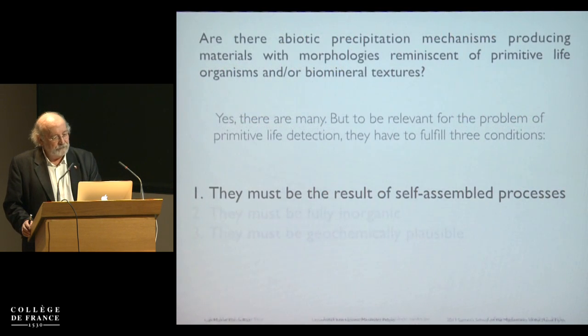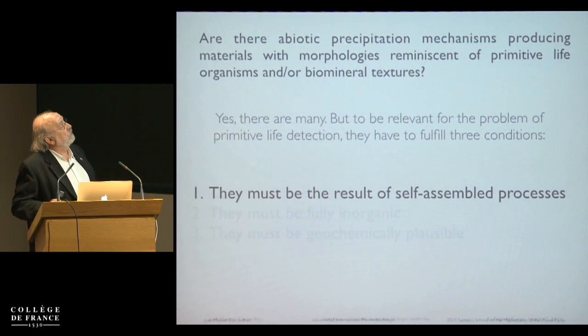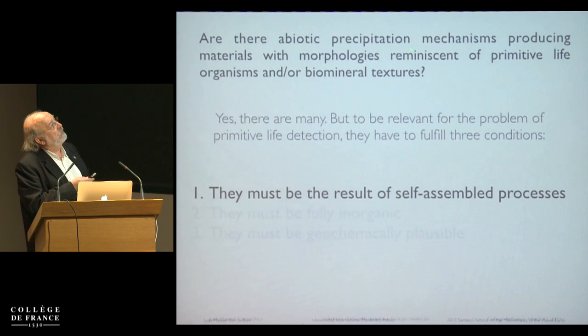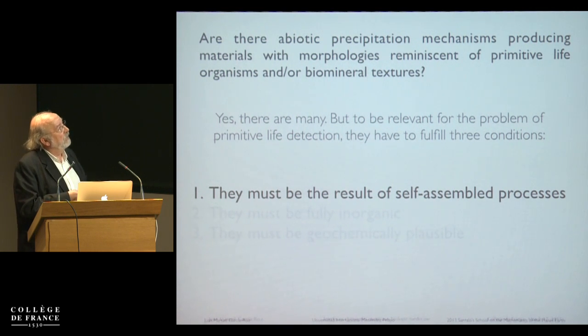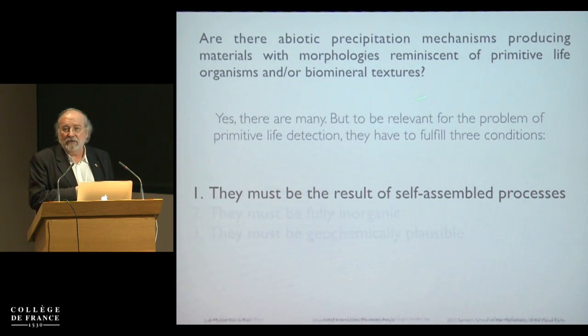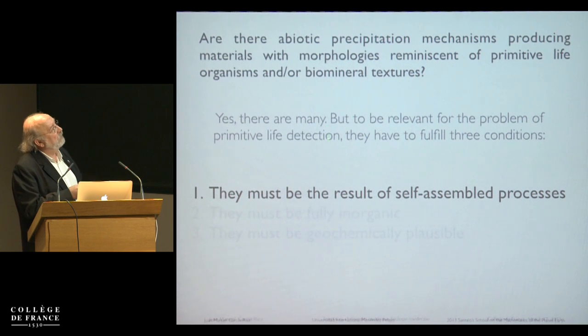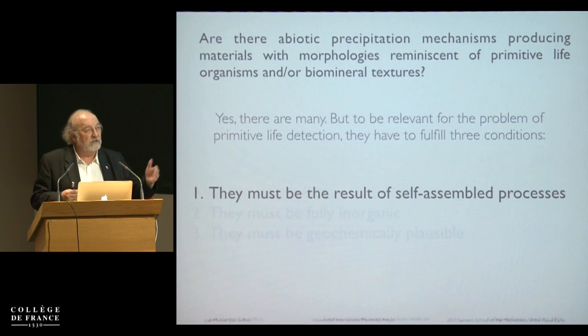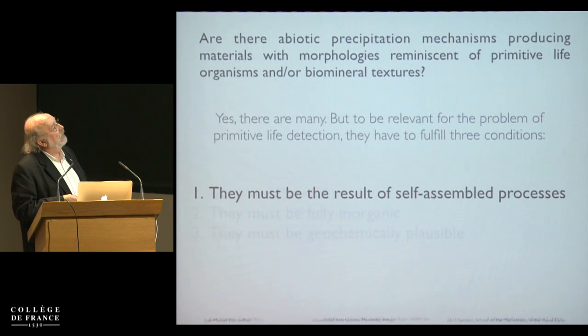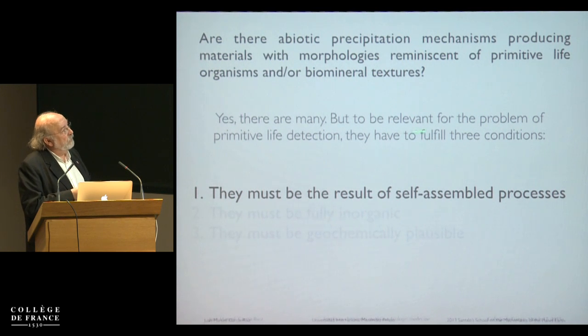But the question is, are abiotic precipitation mechanisms producing material with morphology with continuous curvature, characteristic of primitive life? And the answer is yes. There are many. Actually, there are many. But to be relevant to the problem of life detection, all these possible ways to mimic life morphology had to fulfill three conditions.